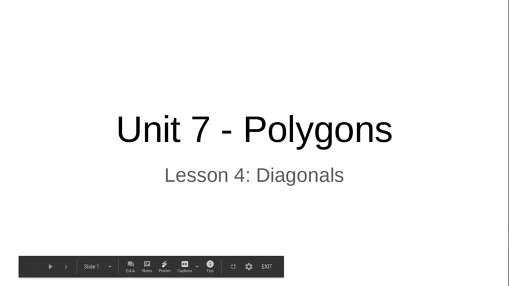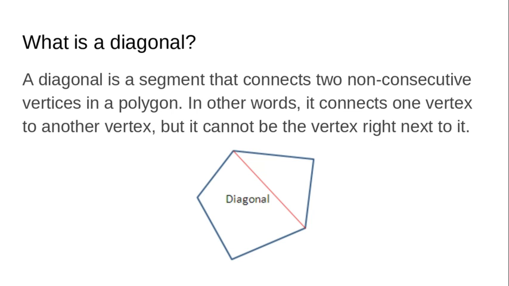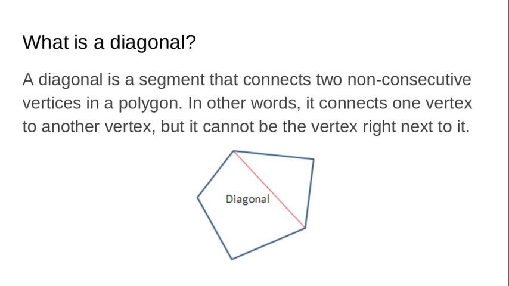Today we're going to begin looking at diagonals, which is our fourth lesson from our unit on polygons. A diagonal is a segment that connects two non-consecutive vertices in a polygon. So again, that uses some kind of larger words that maybe we aren't real comfortable with, but you're talking about connecting a vertex, like this one here, with another vertex. Non-consecutive just means not in a row.